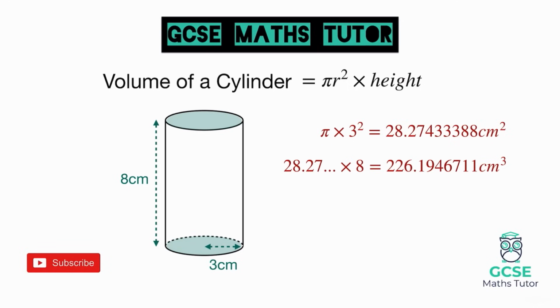Again, just read the question and make sure you round as you have been asked. But if we stick to the rest of our rounding that we've done in this video, we'll round it to 1 decimal place and we'll get an answer of 226.2 centimetres cubed.